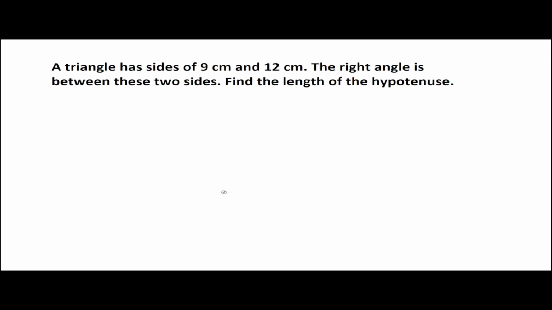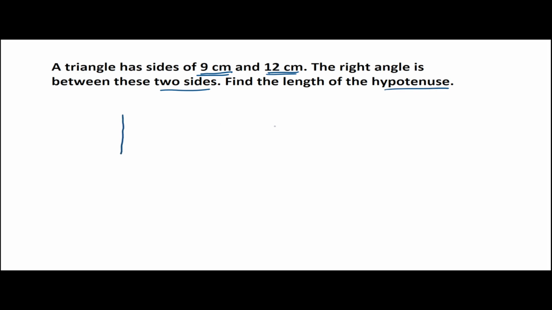Jumping right ahead to the next one. A triangle has sides of 9 centimeters and 12 centimeters. I don't know why I read them to you, actually. I'm sure you can read, but I have to read them myself. 9 centimeters and 12 centimeters. The right angle is between those two sides. Okay, find the length of the hypotenuse.